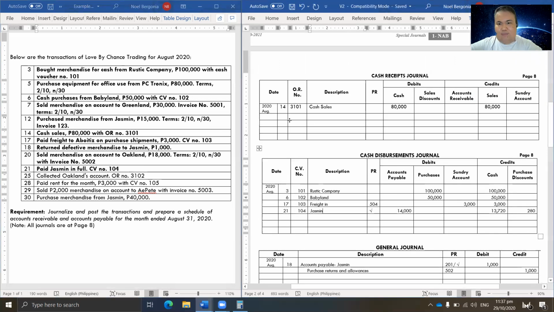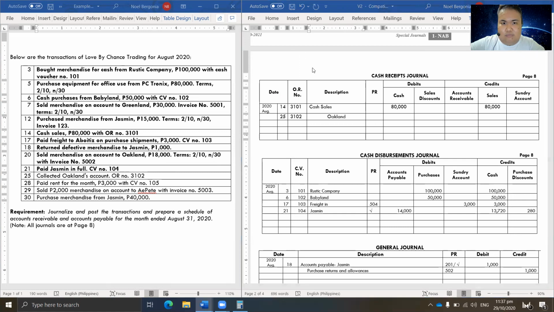Okay, so andito na po tayo sa Cash Receipts Journal. So we date it at 25. Okay, so what's the OR number? 3102. Okay, so on the description, we will put here Oakland. Okay. So ayusin lang natin yung format.